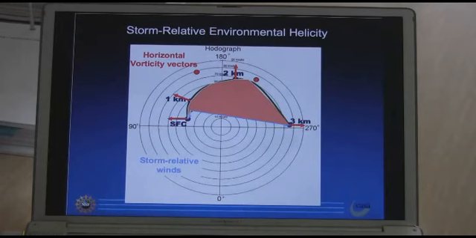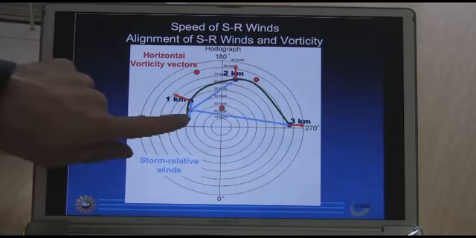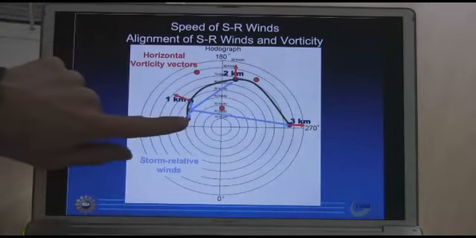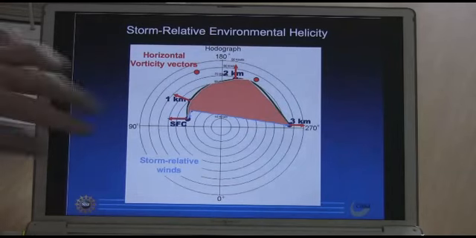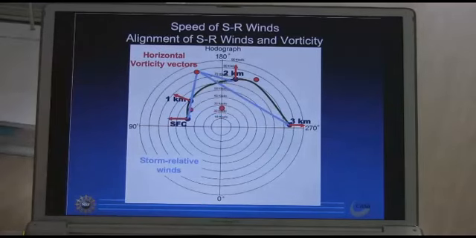Okay? What is the storm relative environmental helicity? It might be pretty big, actually. Okay? What is it? It's the area swept out between the storm relative wind vectors and hodograph between the surface and 3 kilometers. So it's that area. So would you expect a strong supercell? Probably not. You got good helicity, but you don't have decent alignment of the vorticity vector and the storm relative wind vector down low. Okay?